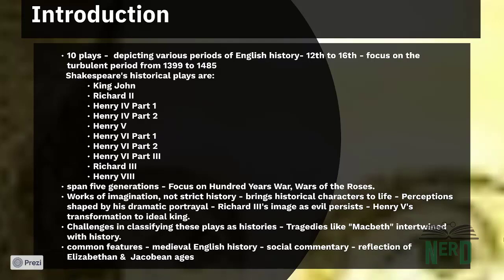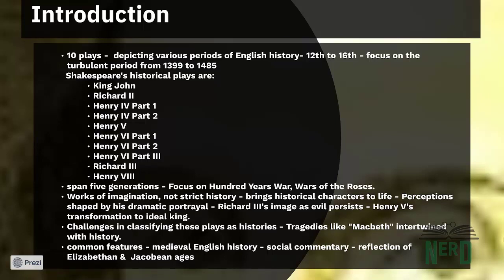The Shakespeare history plays brilliantly portray 5 generations of medieval power struggles with a primary focus on 2 major historical conflicts. The Hundred Years' War with France, featuring figures like Henry V and Joan of Arc, and the Wars of the Roses, centered around the rival houses of York and Lancaster.